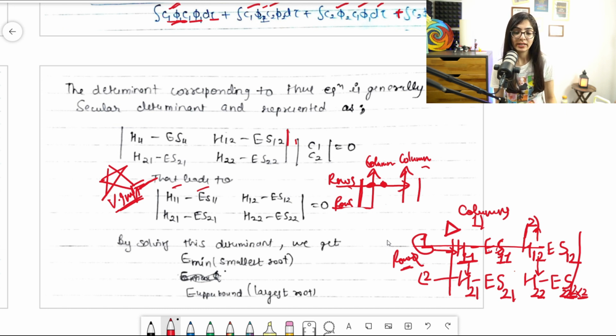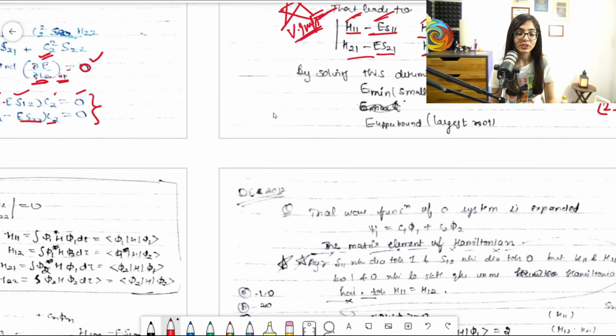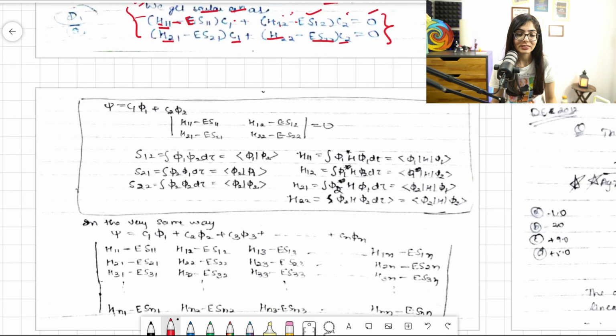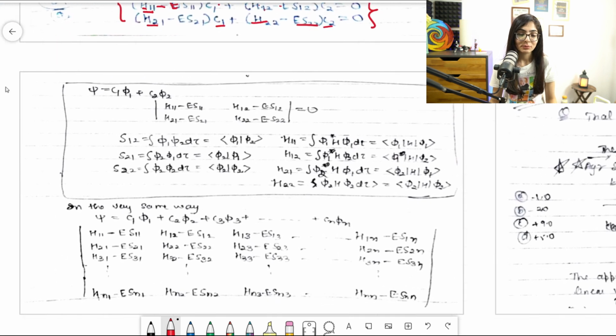You will be writing over here H11 minus ES11, H12 minus ES12, H21 minus ES21, H22 minus ES22. When you are putting values, everything will be given in the question tailor-made for you. You just have to put values over here and then you will be good to go to solve the determinant part.